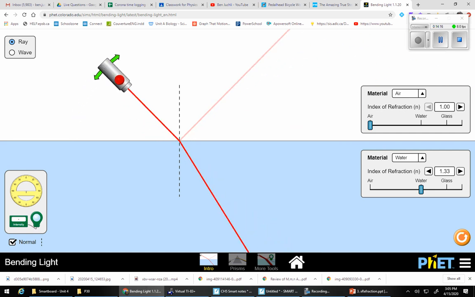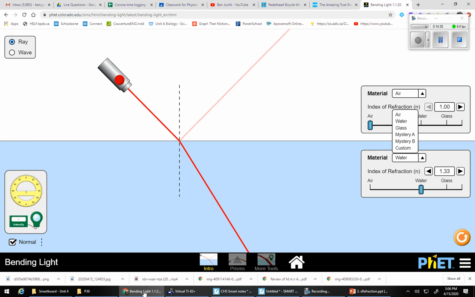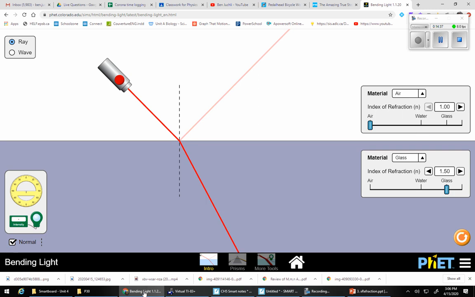Perfect. Okay, let's check out what would happen if I switch the bottom. So right now it is currently air on the top, water on the bottom. Let's change it to something with a higher refractive index or a higher optical density. I'm going to change it to glass, and then look what happens as I went from water back to water and then to glass. You'll notice that the bigger the difference between the two optical densities, the more bending there actually is.